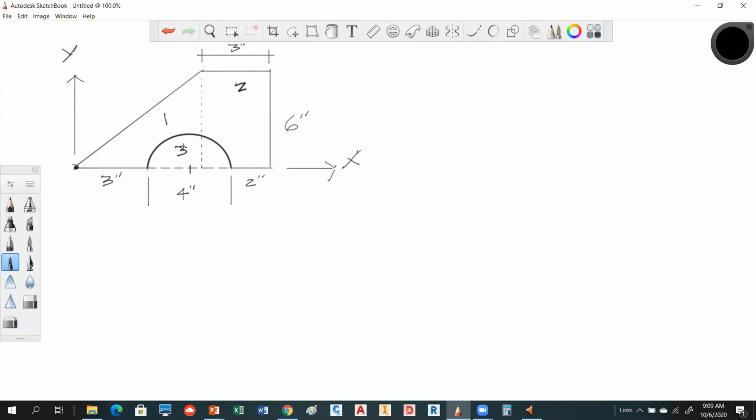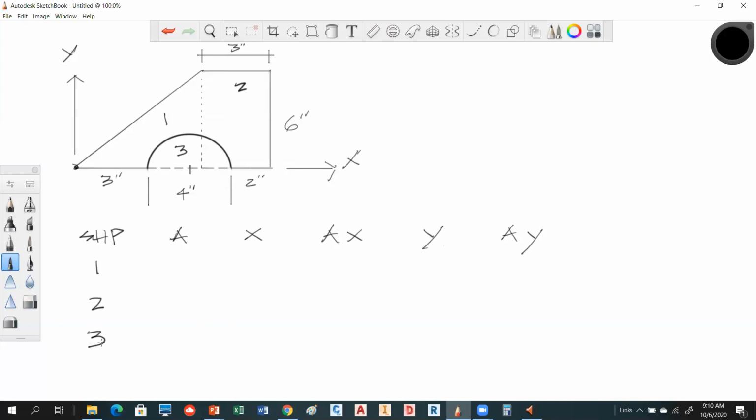Okay. Good. All right, so we need to construct our chart. We're going to have a shape column, and we're going to have the area of each part. Then we're going to have X and the AX column, and then the Y and the AY column. So shape 1, shape 2, and shape 3. We're starting with a triangle right off the bat.